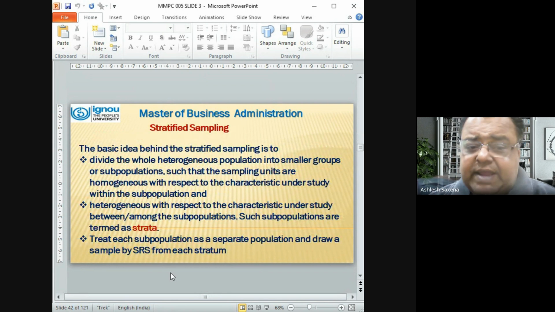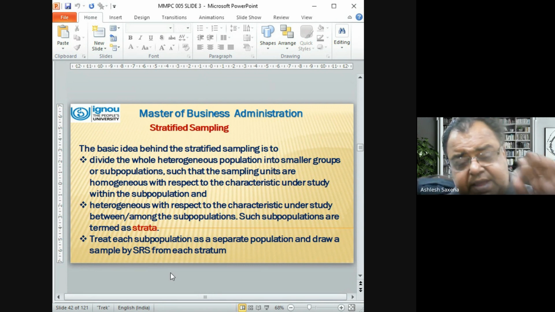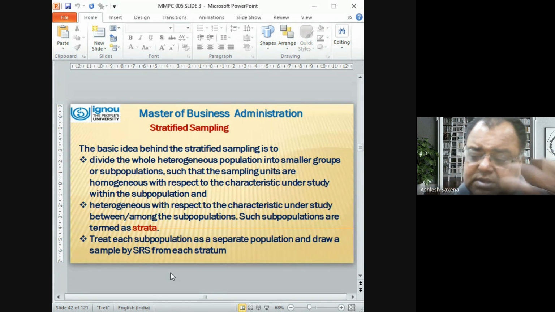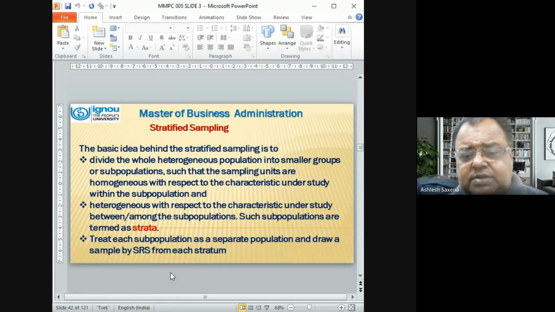Now we come to stratified sampling. The basic idea behind stratified sampling is to divide the whole heterogeneous population into smaller groups or subpopulations, such that the sampling units are homogeneous with respect to the characteristics under study within the subpopulation, and heterogeneous with respect to the characteristics under study between or among subpopulations. Such subpopulations are termed as strata.